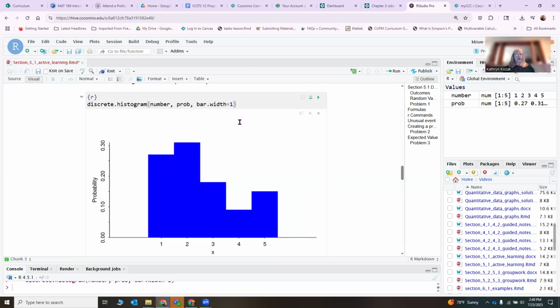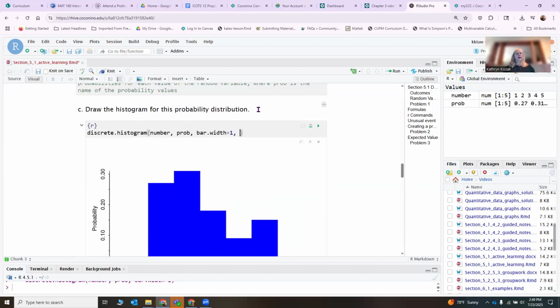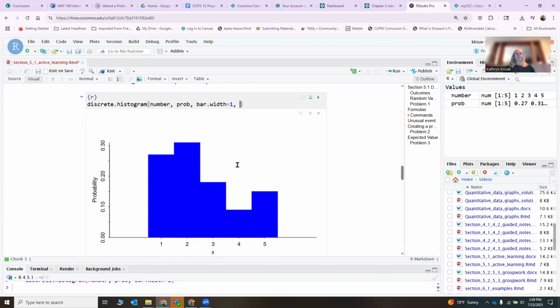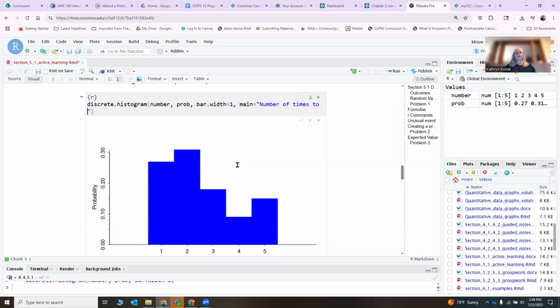The other thing is I would love to have a title. You can't use title on this, unfortunately, because this is a different package. The title is main. And so you type in main and then you say that you're going to have the number of times to see commercial before buying.